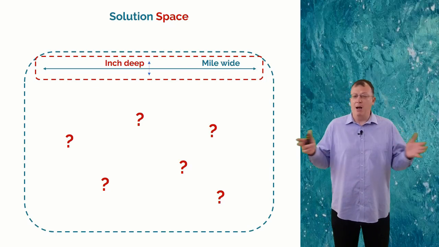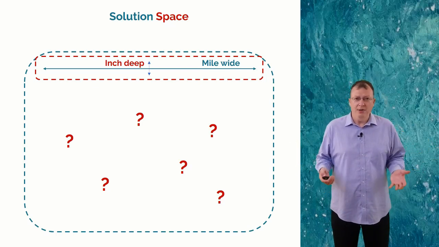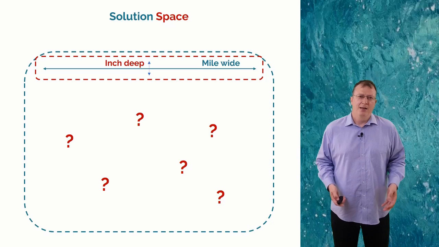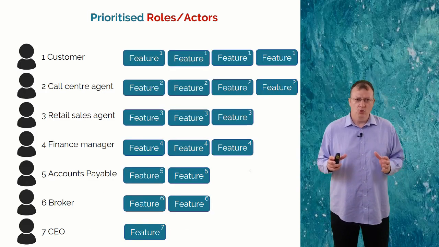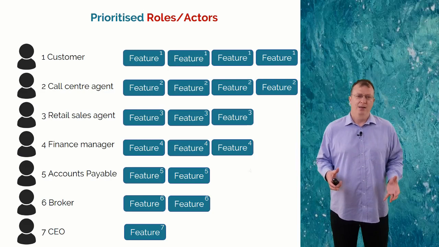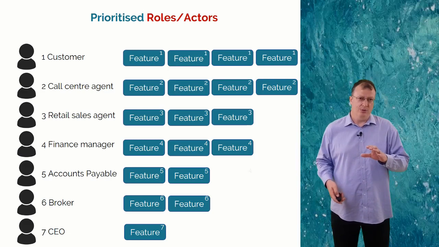But this is only inch deep, mile wide. So what now? Where should we start? And basically this means with which part of which feature should we start and why? So this is what we're going to look into now.